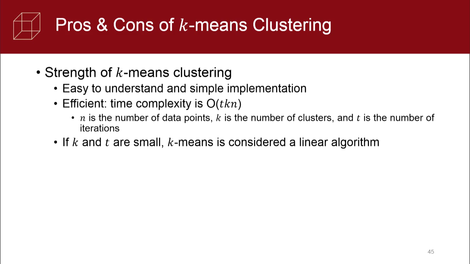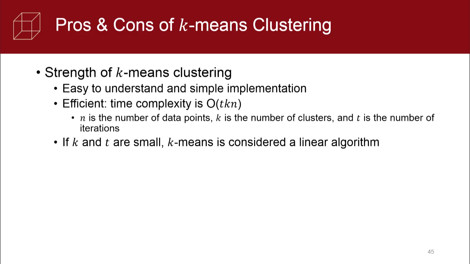Right. So I'd like to talk about the strengths and weaknesses of k-means clustering. The strengths of the k-means clustering algorithm are as follows. It is easy to understand and easy to implement. And when it comes to efficiency, the computational efficiency is fairly fast. Time complexity is dominated by the number of data points times the number of clusters times the number of iterations. How are we going to think about this one?